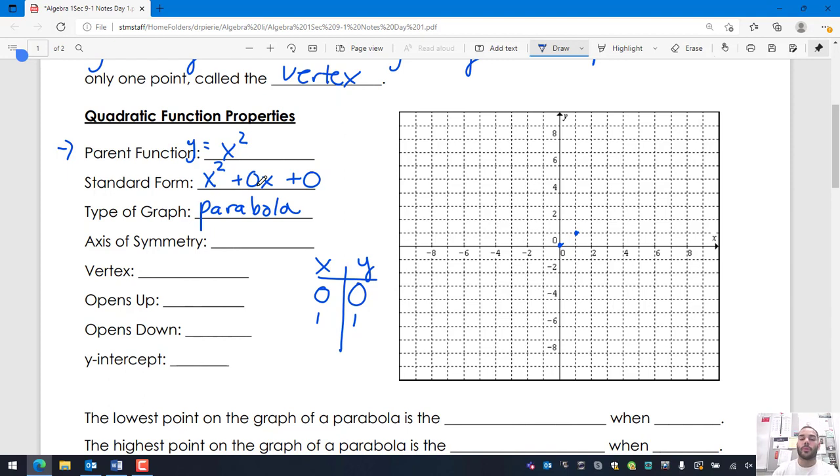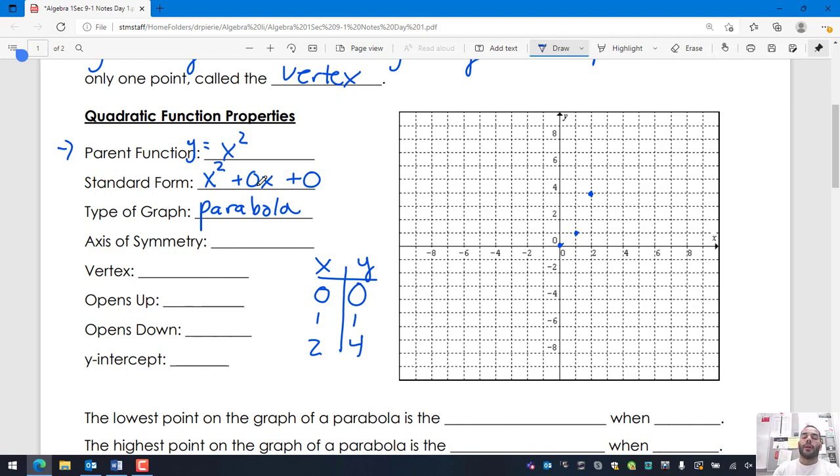Okay, what's the third easiest point? How about 2? Okay, if I were to plug in 2 in for x, what do I get back for y? So 2 squared is the same thing as 2 times 2. 2 times 2 is 4. When I plug in 2, I get back 4. So I know I have 2 comma 4 on this graph.